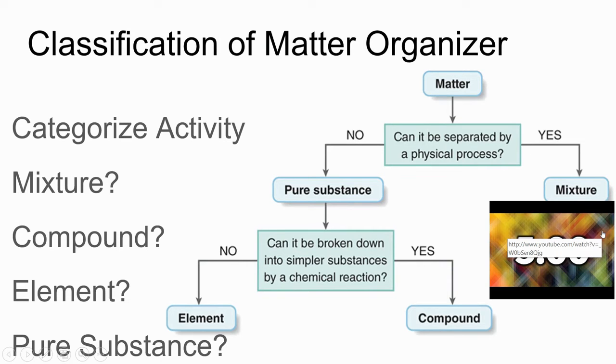So I'm going to give you these other cards. You have to decide, and it could go in different categories, right? If it's a pure substance, it could be an element, or it could be a compound. So it could be a pure substance and an element, or a pure substance and a compound. So it could go into more than one. So I'm going to hand these out. Decide if these are mixtures, compounds, elements, or pure substances.